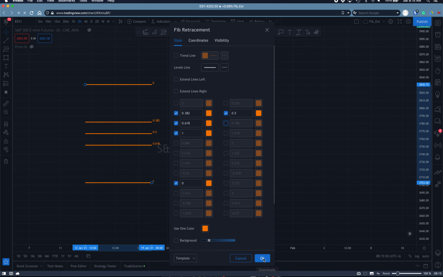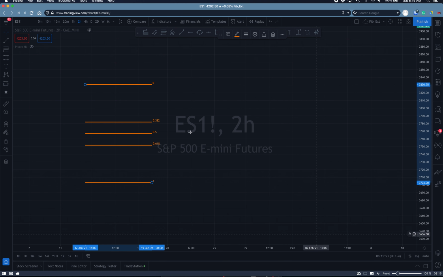There we go. So what you're looking at here is the 0 and the 1. The 0 is where the line started. The 1 is where it finished. So think of it as 0 to 100%. And then in between are Fibonacci numbers. You've got basically 0.382, 0.5, which means 50%, it's dead in the middle, and then 0.618. Those are the most common Fibonacci numbers.